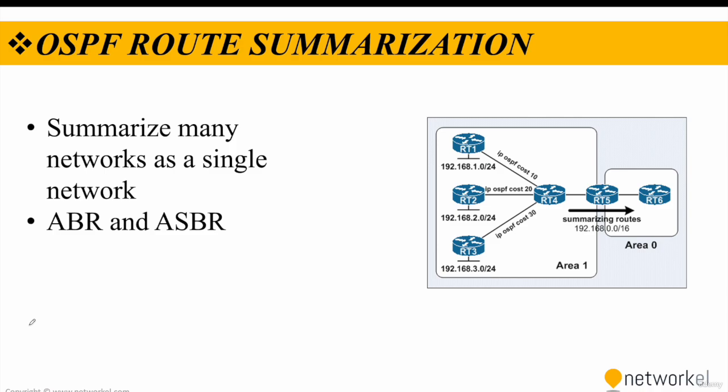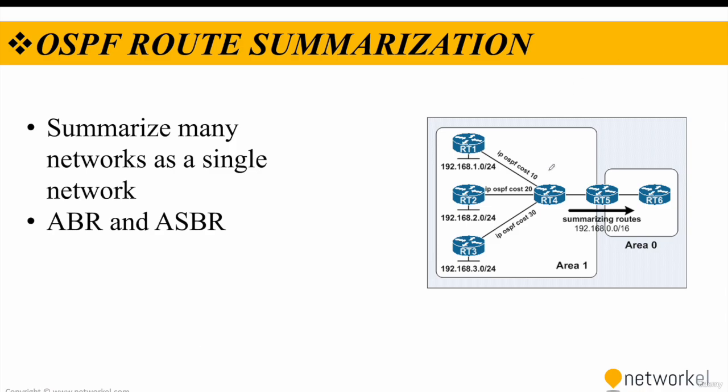On the other hand, ASBR summarization is used by ASBRs to summarize external routes from the other routing protocols before injecting them into the OSPF. So with route summarization, ABRs or ASBRs combine multiple route information into a single route, and ABRs summarize type 3, ASBRs summarize type 5 LSA.